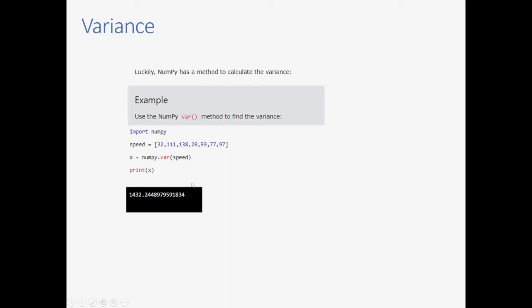Luckily, NumPy has a method to calculate the variance. So instead of doing those things, we just use numpy.var of speed, and then we have the variance.